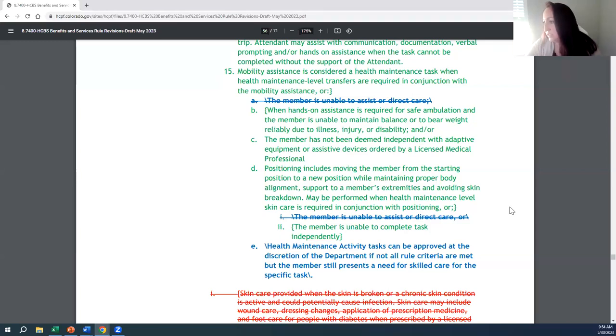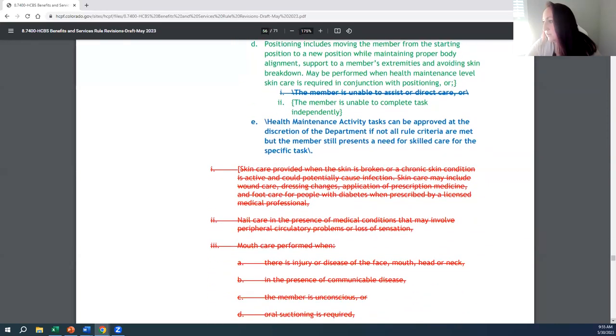D, positioning includes moving the member from the starting position to a new position while maintaining proper body alignment, support to a member's extremities, and avoiding skin breakdown, and may be performed when the health maintenance level skin care is required in conjunction with positioning, or the member is unable to assist or direct care has been removed. The member is unable to complete tasks independently. E, health maintenance activity tasks can be approved at the discretion of the department if not all rule criteria are met, but the member still presents a need for skilled care for the specific task. We will pause there for questions.